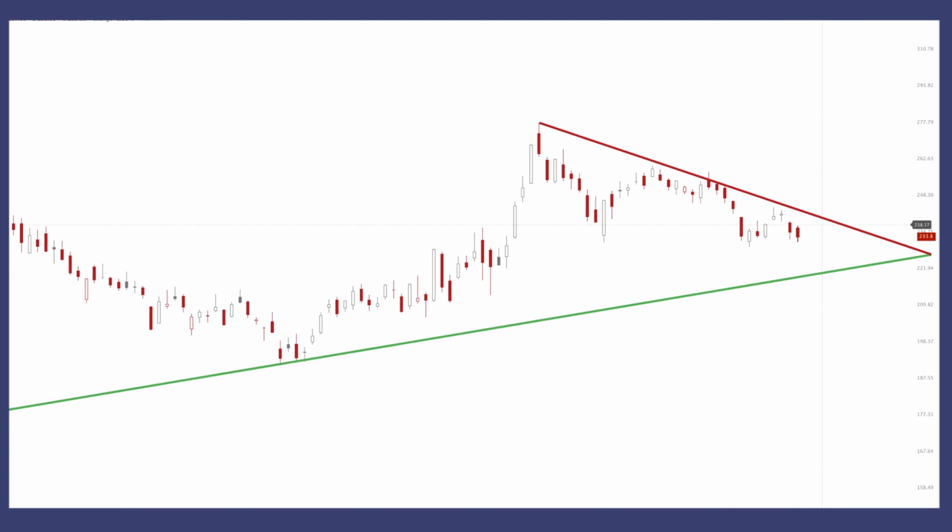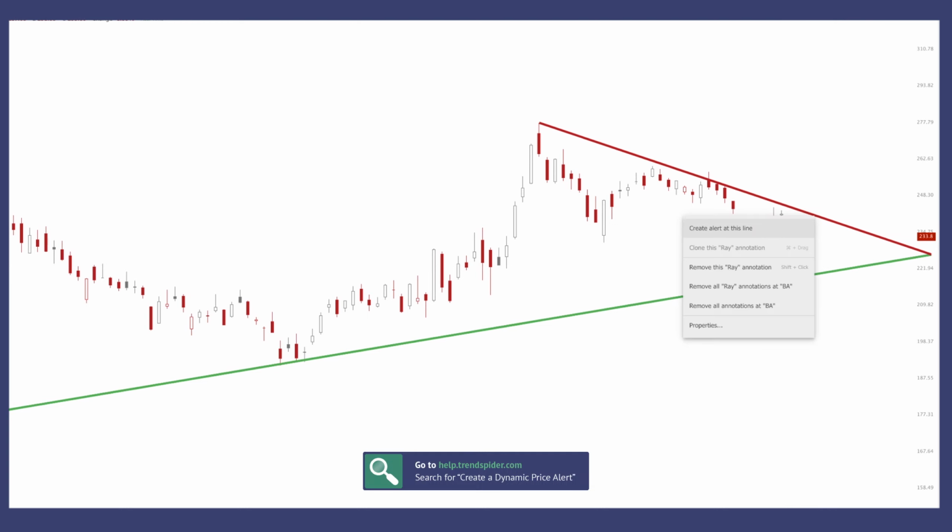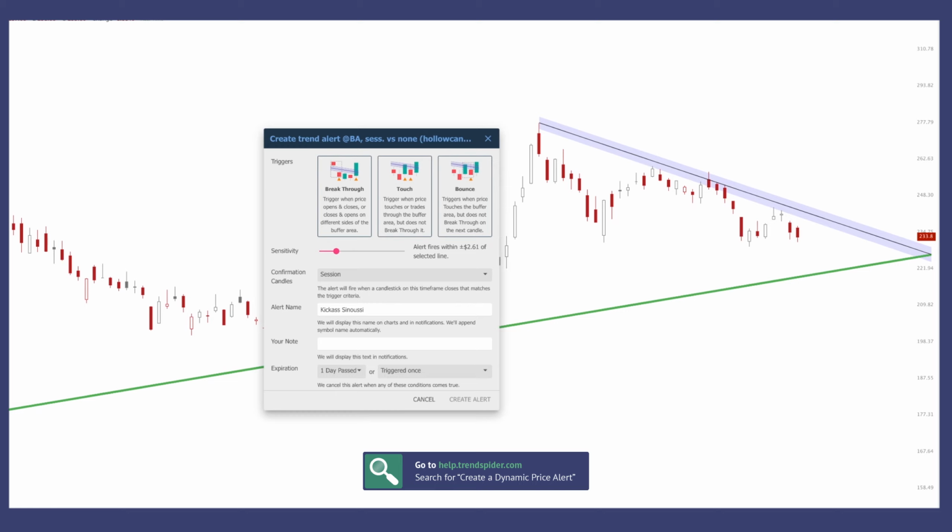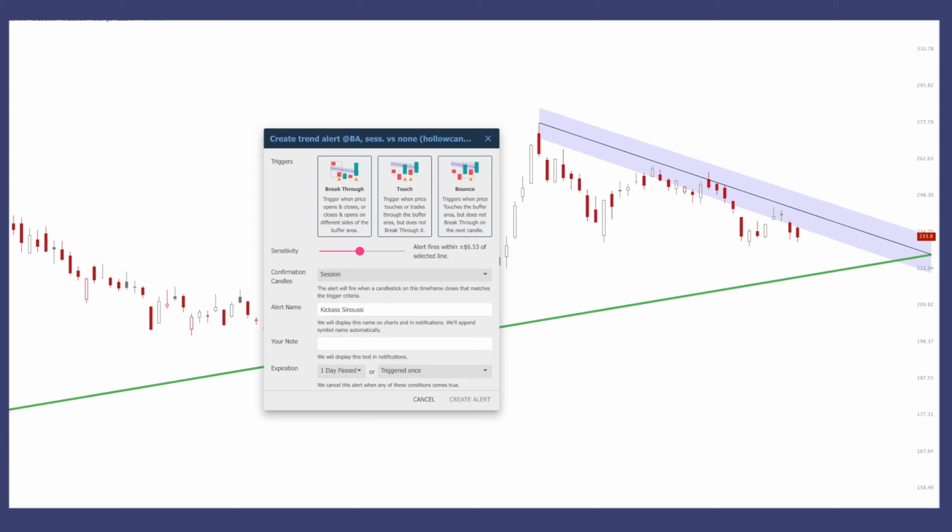And so what you can do is you can right click on the symmetrical triangle resistance in this case, and you can see that these different triggers pop up. So we have breakthrough, touch, and bounce. We have something called sensitivity, which allows you to increase or decrease the area that you want to be alerted at. We have the confirmation candle, which allows you to confirm which time frame you want to be alerted on.